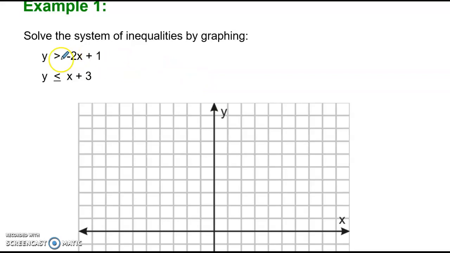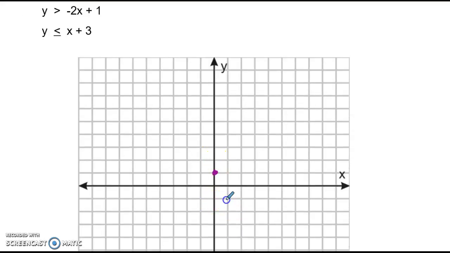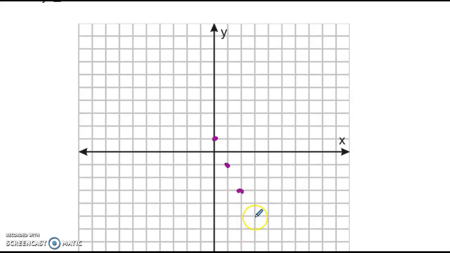Okay, so to start here, y is greater than negative 2x plus 1. So slope of negative 2, y-intercept of positive 1. We're going to graph that in the coordinate plane. We'll mark our y-intercept, and then it goes down to right 1, down to right 1, do a bunch of those. Go the other way, up to left 1.